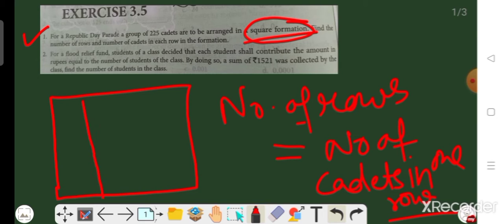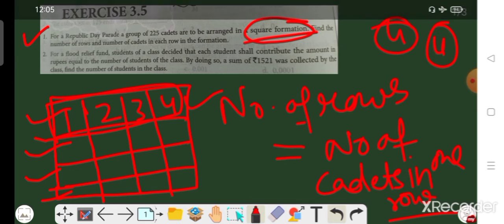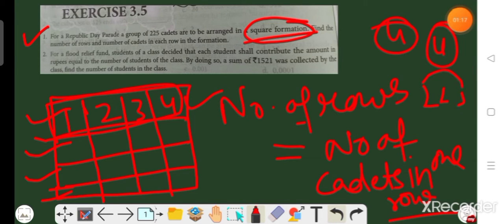For example, we will take a square box and divide this square box like this. Look at here, how many rows are here? 1, 2, 3, 4. And how many cadets can we fill in these rows? 1, 2, 3, 4. Number of rows are 4 and number of cadets in one row is also equal to 4. So we have to arrange these 225 cadets in this way. So we have to calculate the number of cadets in each row.